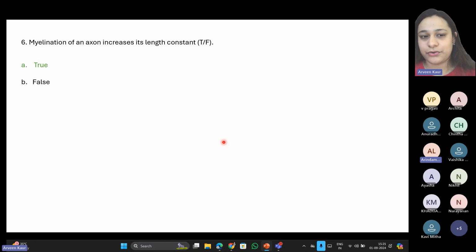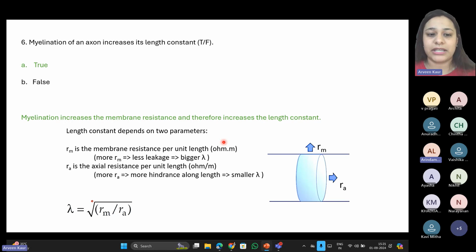Okay, so this actually is true. Why is it true? Because what is the length constant? So if you remember from Sir's lectures, length constant is basically lambda. And what does lambda depend on? It depends on two kinds of resistance, Rm and Ra, that is the membrane resistance and the axial resistance. Right over here, if there is myelination of the axon, that means that the membrane is being insulated, right? So the membrane resistance is going to increase, right?